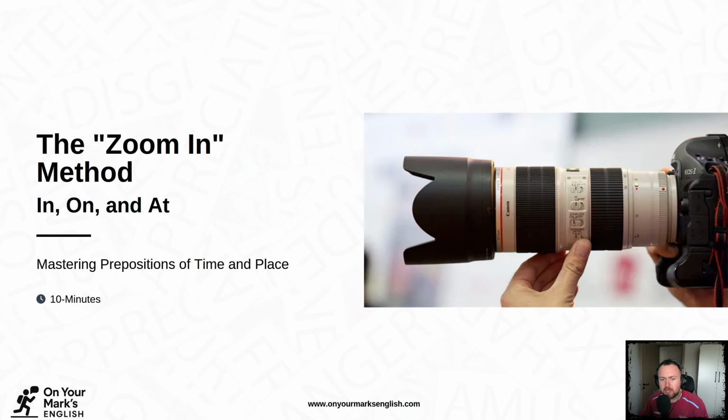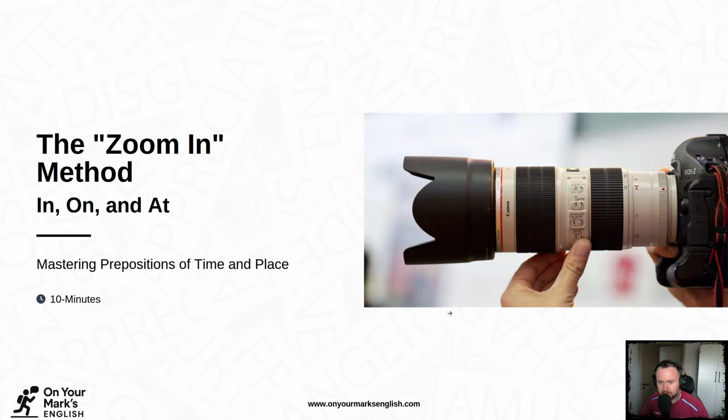Today I want to teach you about something that I like to call the zoom in method. So you can imagine a camera, you can zoom all the way out, make the picture bigger, or you can zoom all the way in and make the picture smaller. And we're going to use this analogy to help you master prepositions of time and place. And of course, when I'm talking about prepositions of time and place, I mean the words in, on, and at.